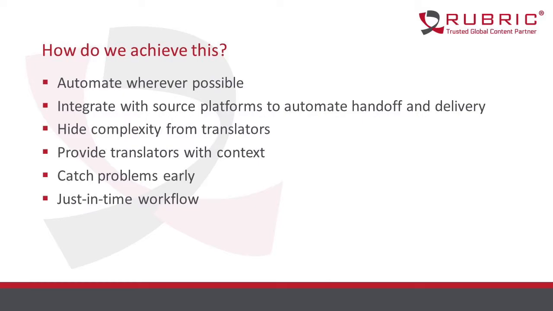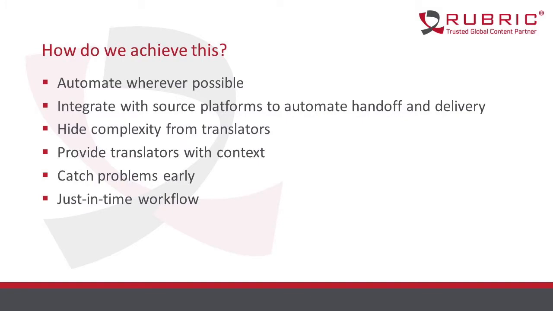And that will often involve integrating with the source platform where the content is authored, so that we have as few manual steps in the extraction and reintegration side as possible. We want to extract the content in a very clean way so that the translator is presented with just linguistic text, no extraneous code. So we want to hide that complexity from them to avoid the possibility of them introducing errors in that code. And we try to provide the translators with context wherever possible.